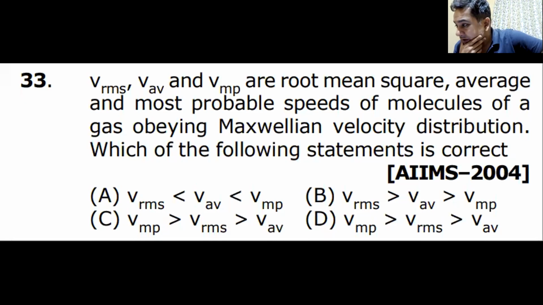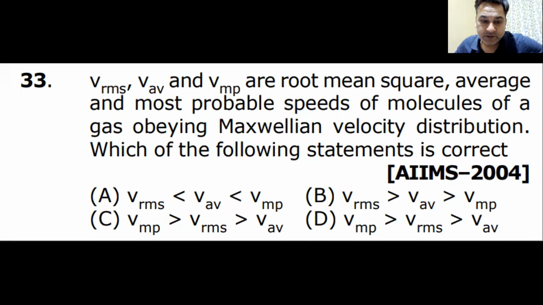Question number 33, you can move your sheets and get to those questions. VRMS, V average, and VMP are the root mean square, average and the most probable speed obeying Maxwellian velocity distribution. Which of the following statements is correct? 1, 2, 3, 4. What is the answer? The answer is 2. Yes or no?